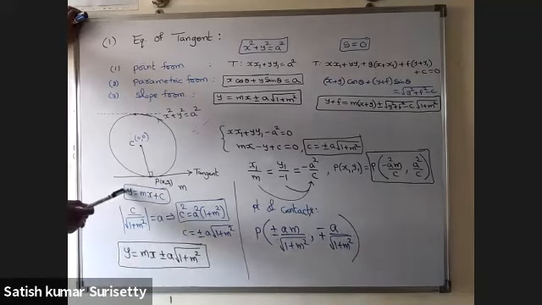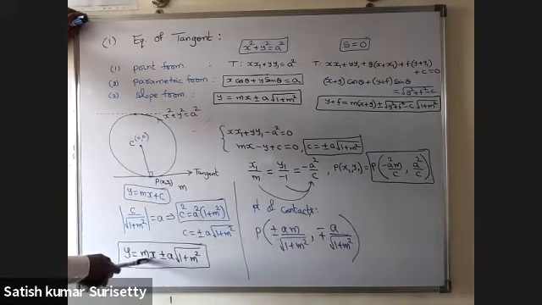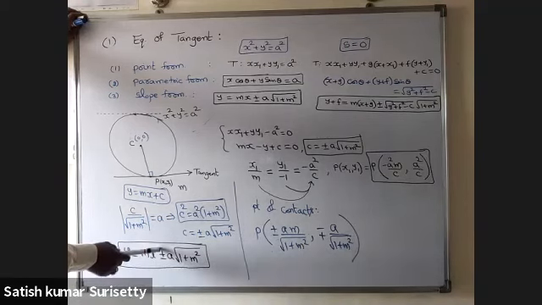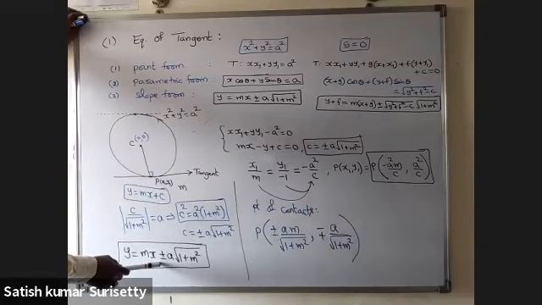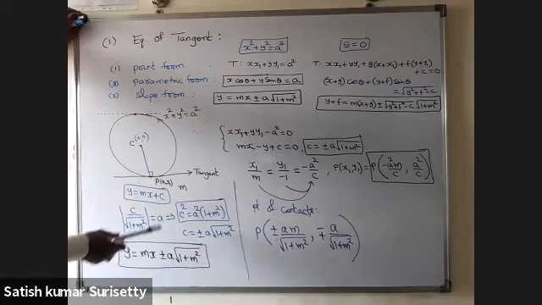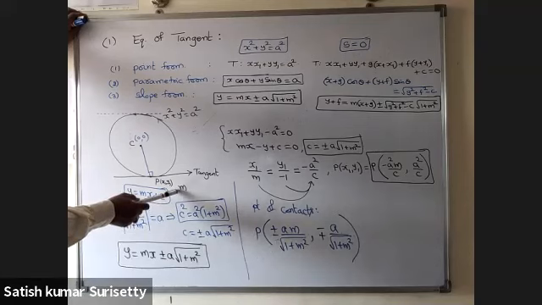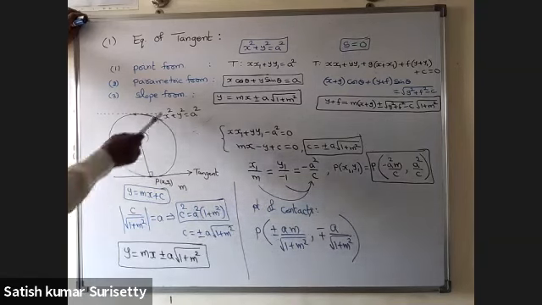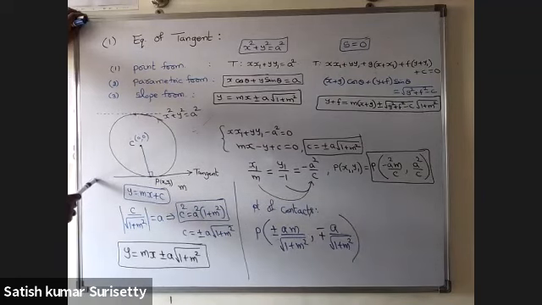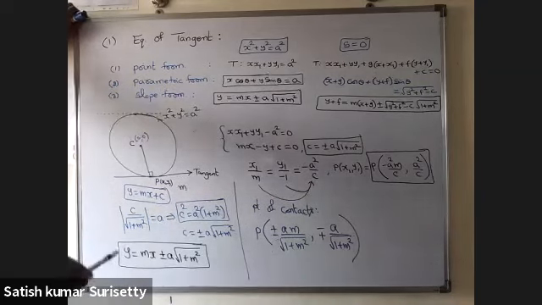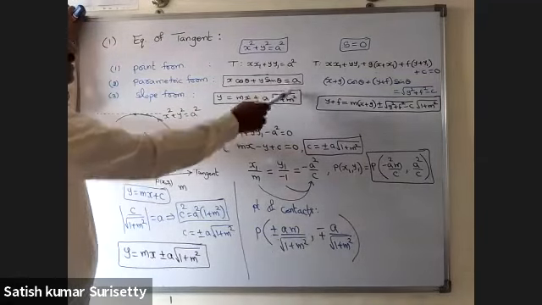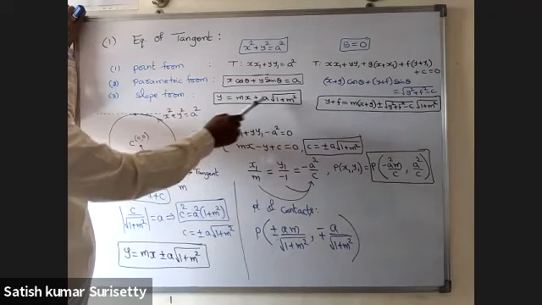Now write the equation of the tangent in the slope form. That is y equal to mx plus or minus a into root of 1 plus m square. Here plus corresponds to one tangent and minus corresponds to another tangent. Why? Because when the slope is given, you can have two tangents to the circle. One tangent is this, another tangent is parallel to this, at the ends of the diameter. So this is one tangent and this is the other tangent. So the equation of the tangent in the slope form is y equal to mx plus or minus a into root of 1 plus m square, where m is the slope of the tangent.